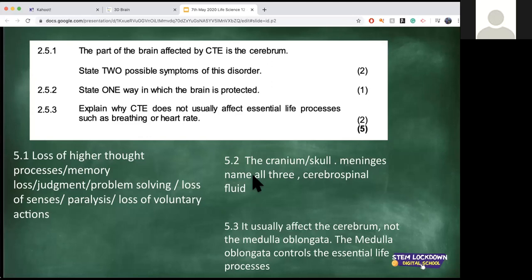And the last one, usually it's the cerebrum, not the medulla oblongata. So the medulla oblongata controls the essential life processes, not the cerebrum. However, in an accident, if your medulla oblongata is affected, it will cause your life processes like heart rate and breathing to be affected. And that's it.